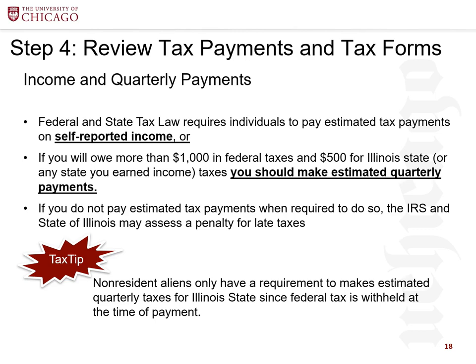But non-resident aliens should only have a requirement to make estimated quarterly tax payments for Illinois state, since we withhold federal tax at the time of payment. As you probably know, if you've received these types of payments and you do not claim a tax treaty, 14% of those stipend payments are withheld for federal tax at the time of payment.